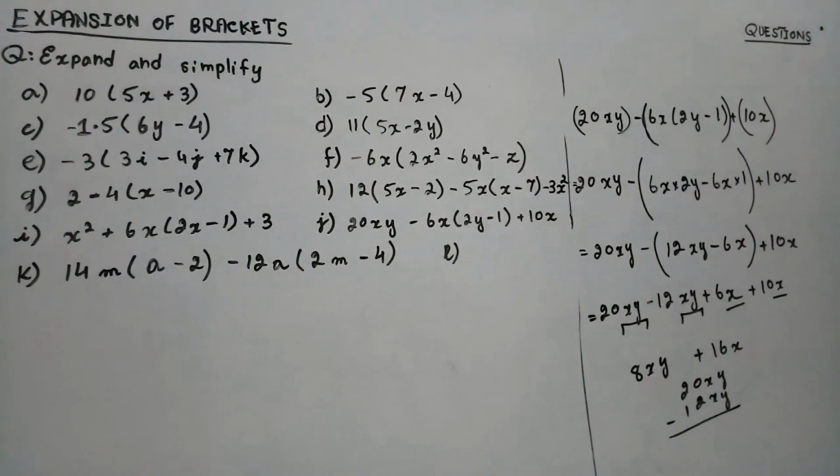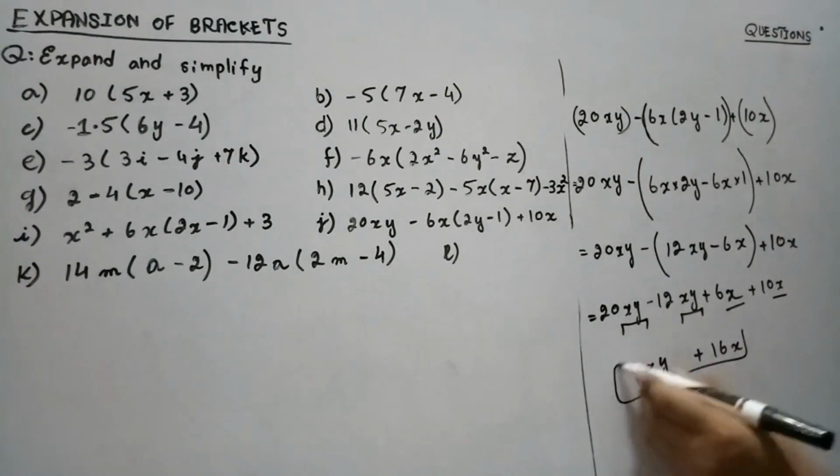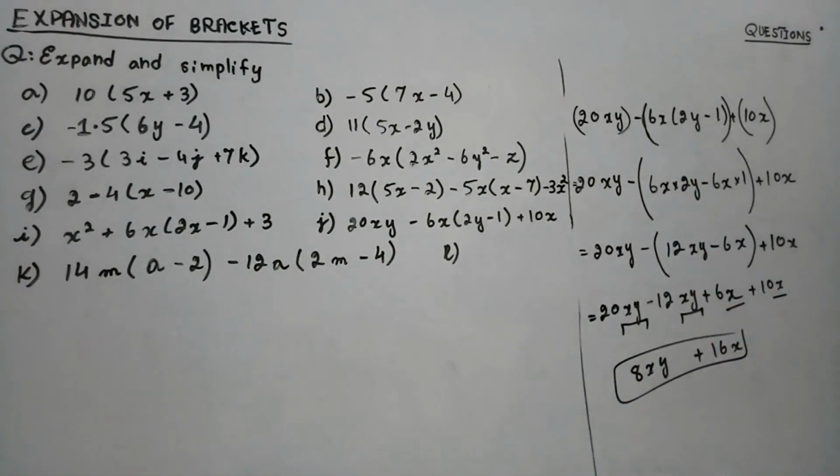Now which sign am I going to use here? I will use the sign which is with the greater number. 20 is a greater number, so it has a positive sign, so I will write here positive 8xy. Clear? Okay, so we have solved it. So that's our answer of part J.